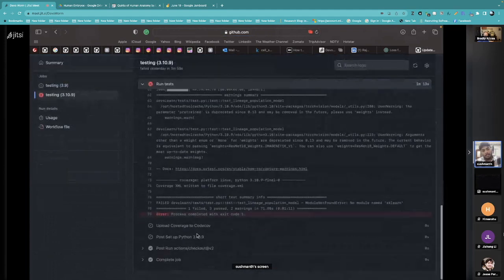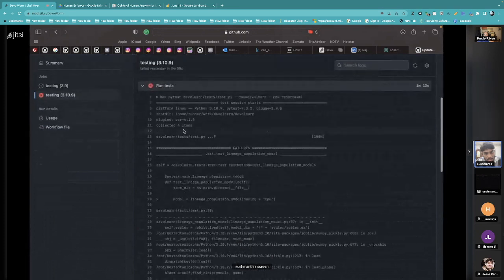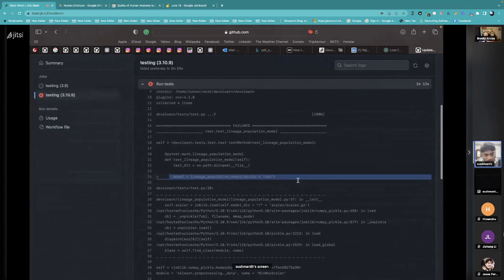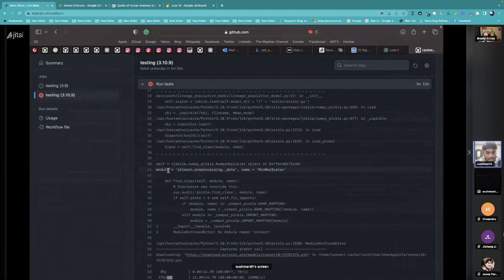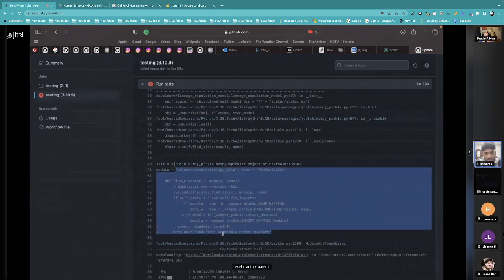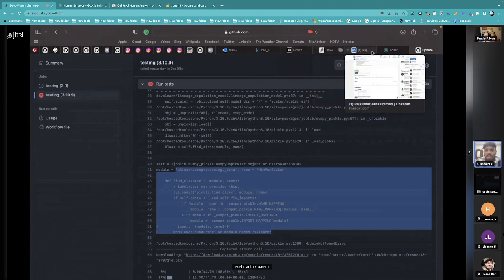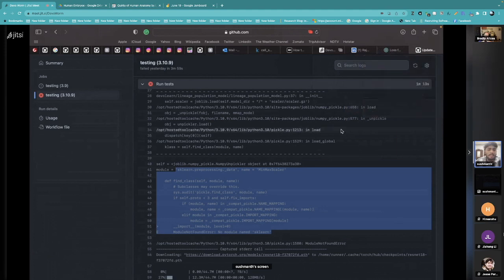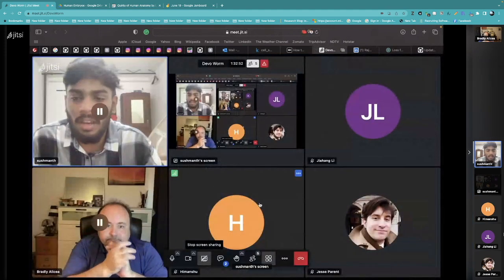Here it is mentioned that the scikit-learn library is almost deprecated. It's mentioned as no module named sklearn, because sklearn has been changed to another name called scikit-learn. That's what the problem is. I will update this requirements.txt, and I was trying to integrate Dependabot, which I mentioned last week, into DevoLearn, because whenever libraries are deprecated, it automatically updates the deprecated libraries to the new ones. That's what we had in the meeting.